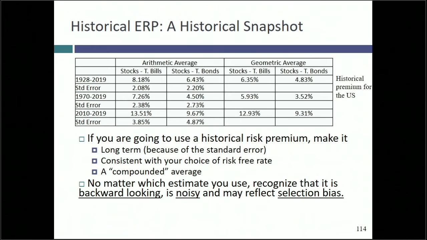So if I've decided to do that as my risk-free rate, the premium that I look at is the premium over T-bonds. So I want to go back as far as I can. I won't look at the premium over T-bills. And if you ask me which premium should I use, the arithmetic or geometric average, think about how this premium is going to play out in your analysis.